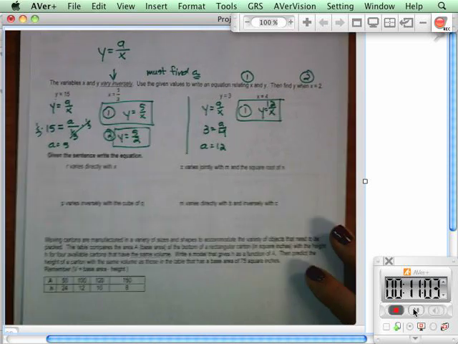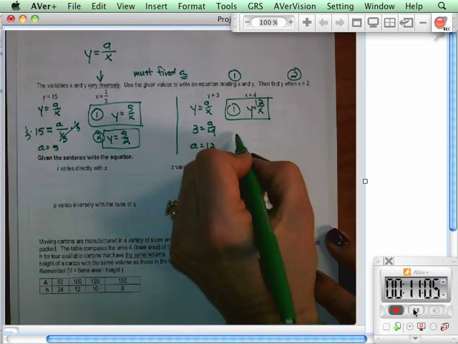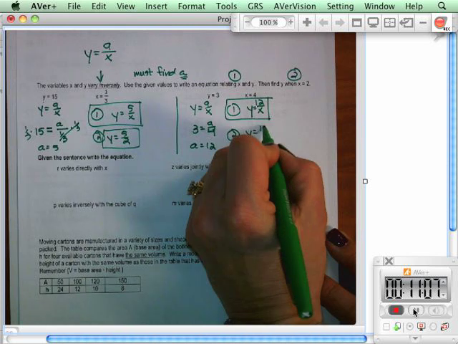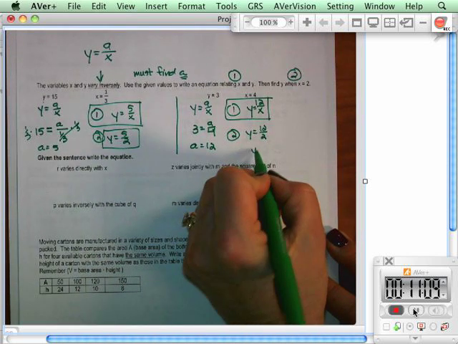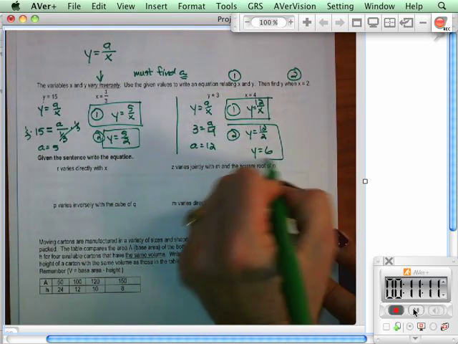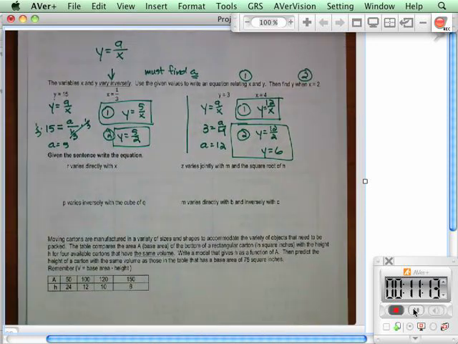And then I just plug in 2 for x. And I get y equals 12 over 2. Y equals 6. There you go. Doable? It gets better.